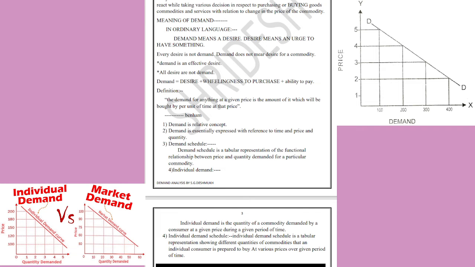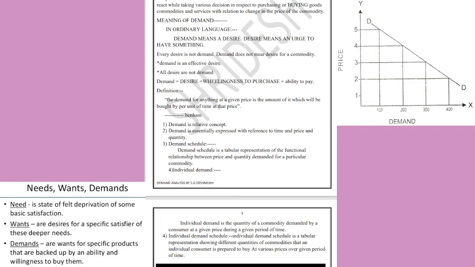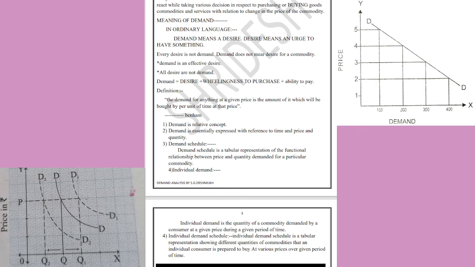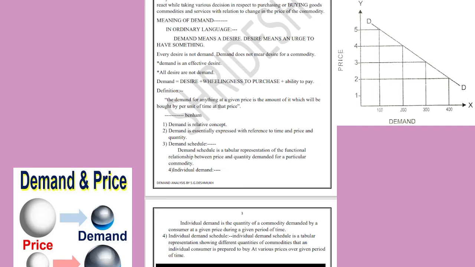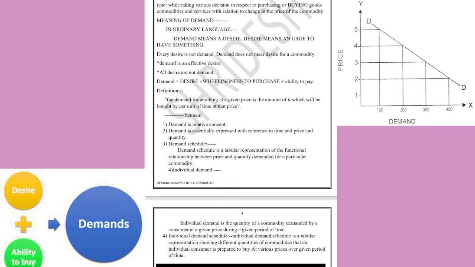Basically, we first talk about what is meant by individual demand. Individual demand is the quantity of a commodity demanded by a consumer. The word "a" is important here, at a given price during a given period of time. As we know, the concept of demand expresses its relationship with time, price and quantity. So during a given period of time, at a given price, if a single consumer demands various quantities of a commodity, then it is known as individual demand.